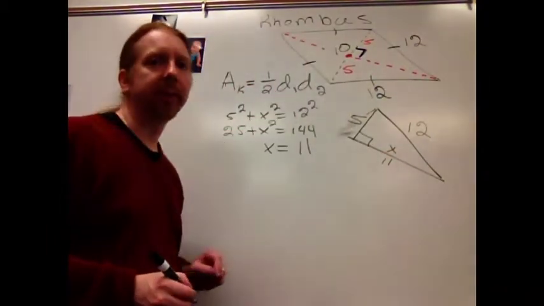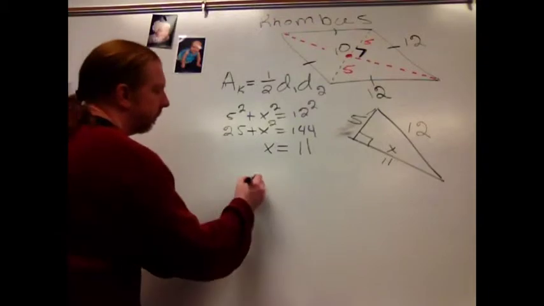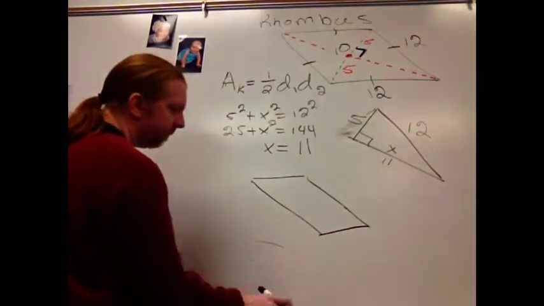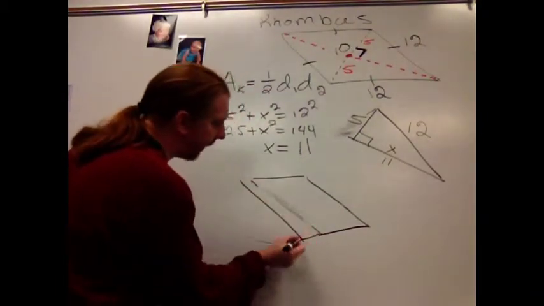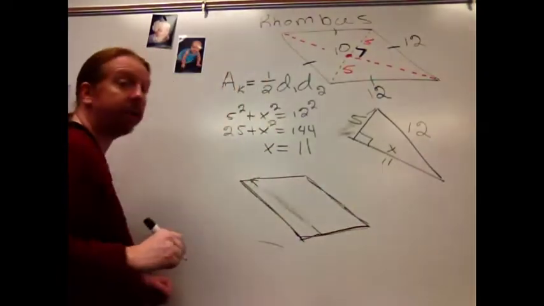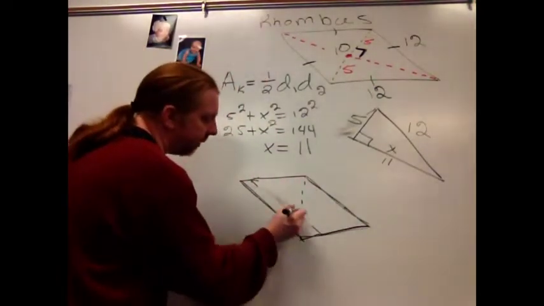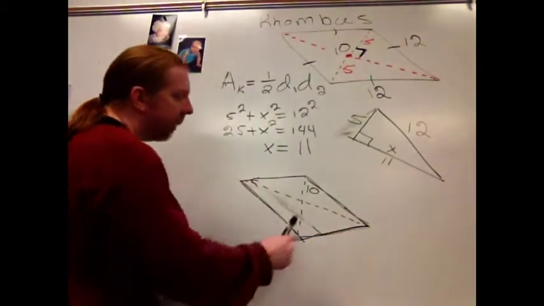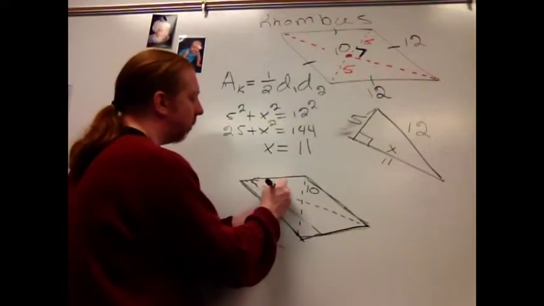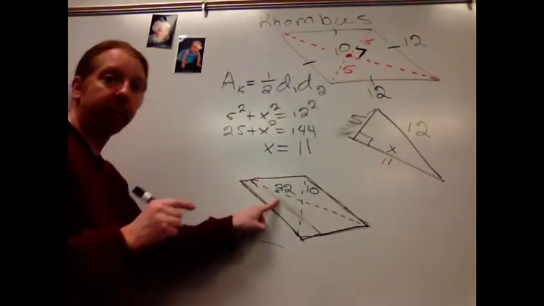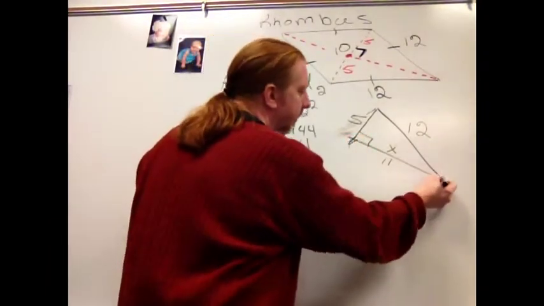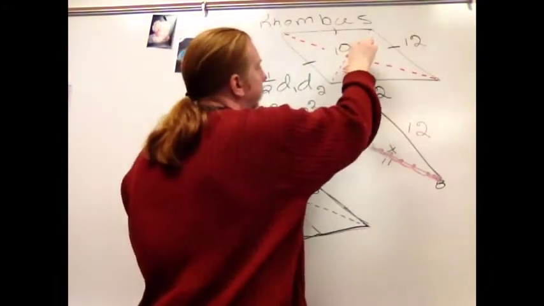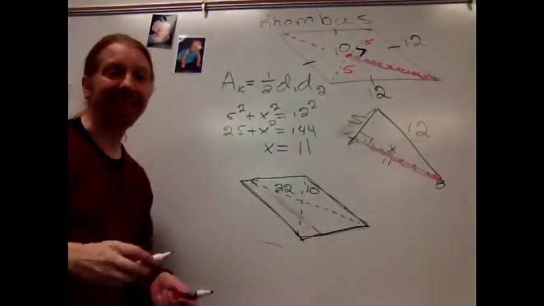I want to redraw my rhombus now with my known information. It's going to be a little smaller, to make it all fit. Let's maybe make it look a little more like everybody's the same length. So there's my rhombus. I know this diagonal is 10. I know this diagonal is 11 plus 11, or 22. So remember, this distance here, this piece right here, that is this piece right here. That's only half the diagonal.